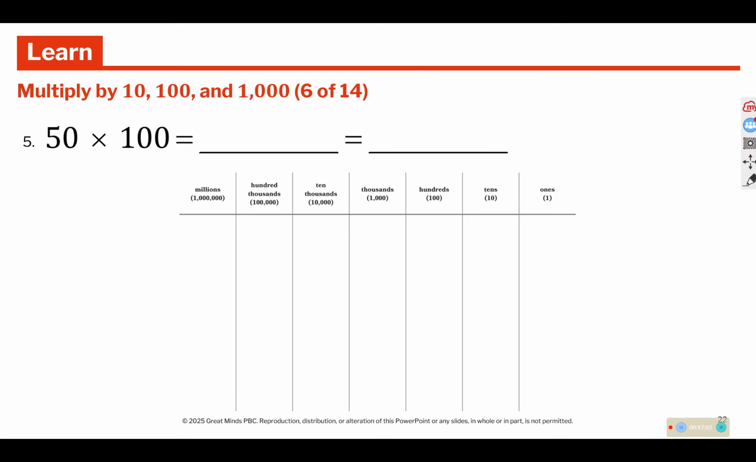Here is number 5. 50 is 5 tens. When we multiply 5 tens by 10, we can see the units shift. And when we multiply by 10, it gets larger. So here I'm multiplying by 10, and that would result in 5 hundreds.